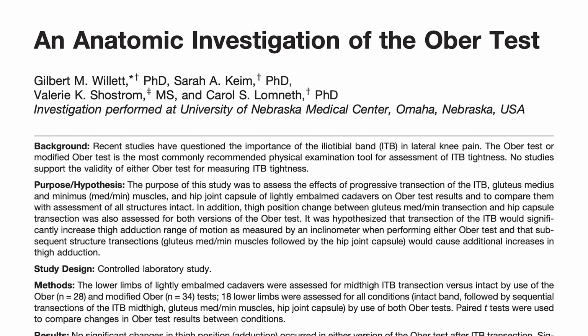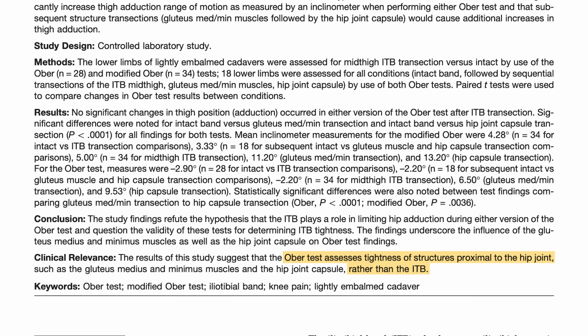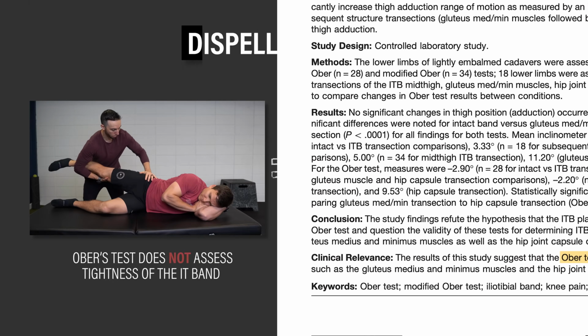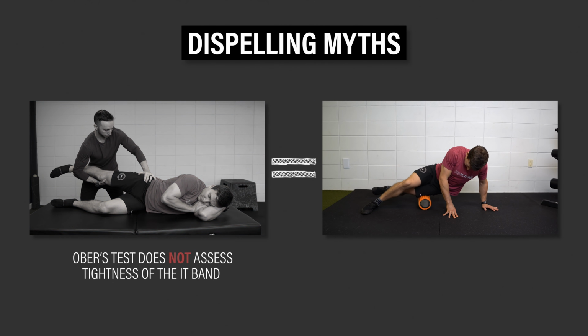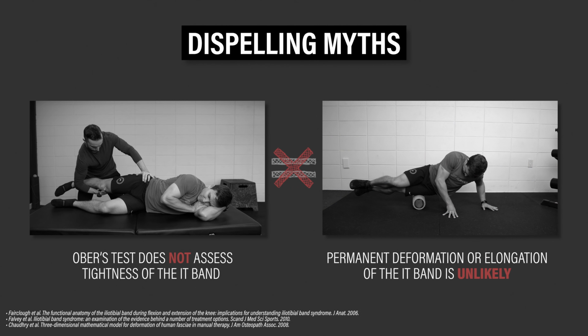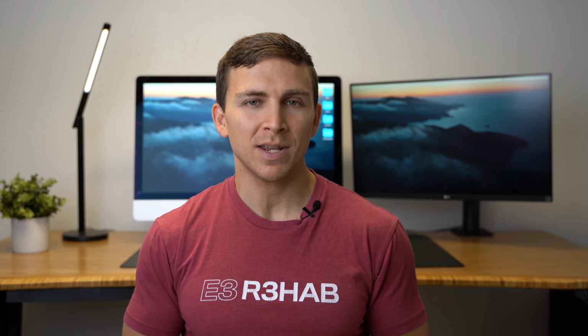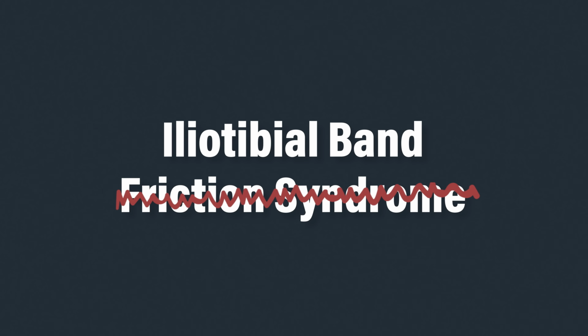In 2016, Willett et al. found that Ober's test doesn't assess tightness of the IT band. Even if it did, which it doesn't, papers by Fairclough, Falvey, and Chaudhry suggest that permanent deformation or elongation of the IT band is unlikely. Therefore, treatments shouldn't be aimed at trying to change its structure. If friction isn't the culprit, what is?